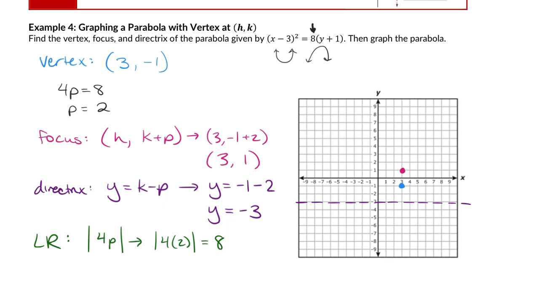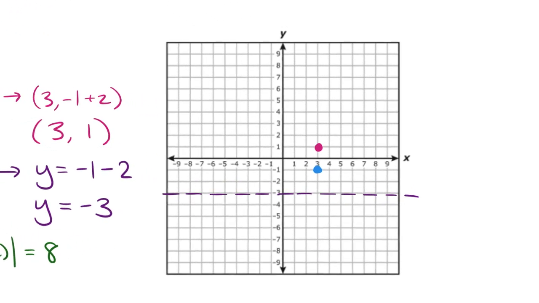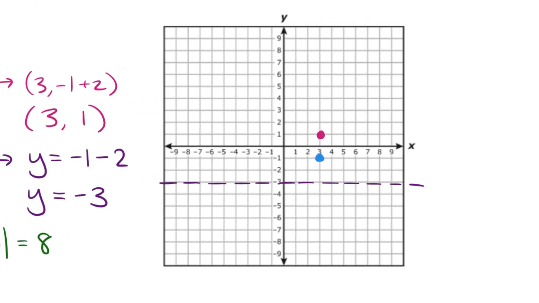I know from the focus, I need to be centered on that latus rectum, which means I need to be 8 units all the way across. How many on each side? 4. So 1, 2, 3, 4. 1, 2, 3, 4. That's where my other 2 points will be, at 7, 1 and negative 1, 1. And once you have those points from the latus rectum, you can just go from the vertex through that point to create your nice looking parabola that is equidistant.